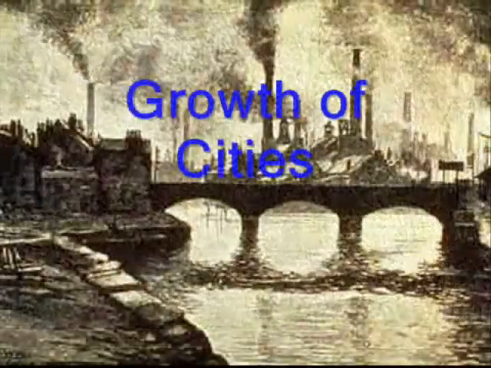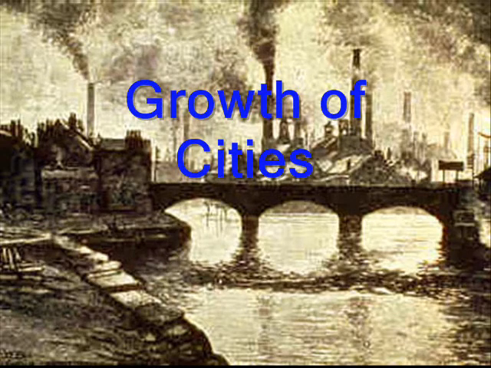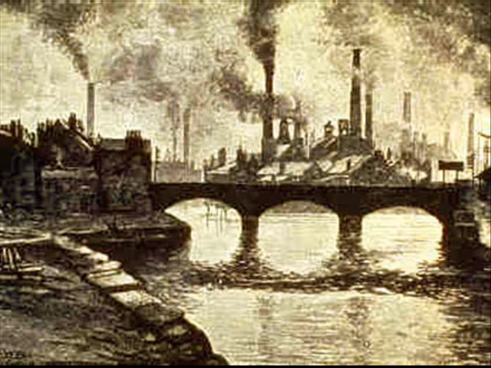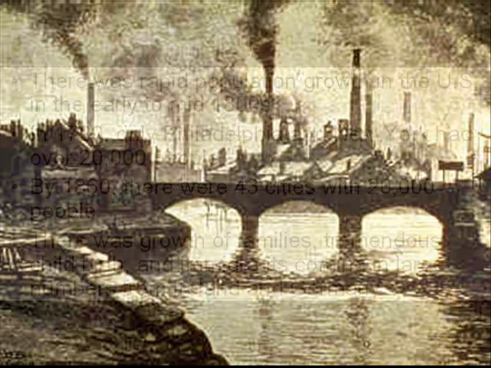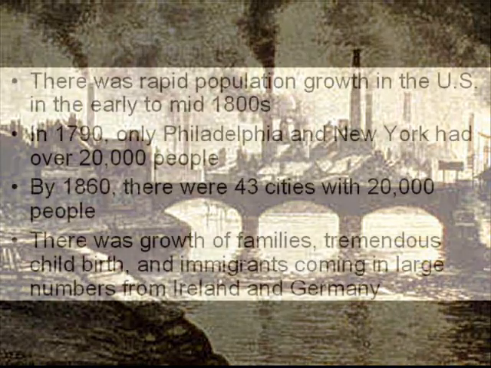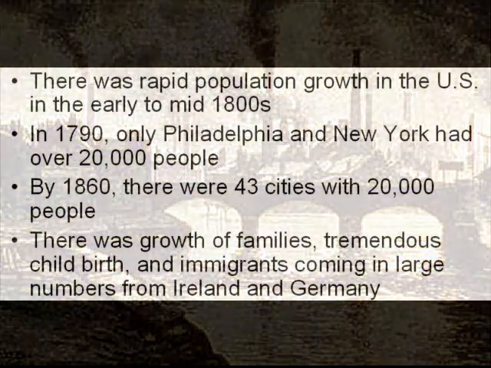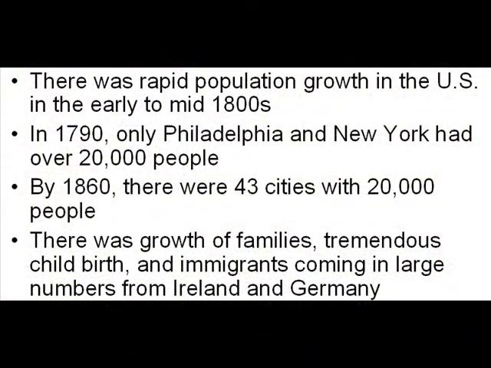The U.S. in the early to mid-1800s. In 1790, only Philadelphia and New York had over 20,000 people. By 1860, there were 43 cities with 20,000 inhabitants. The growth was due to growth of families, tremendous childbirth, and immigrants coming in large numbers from Ireland and Germany.